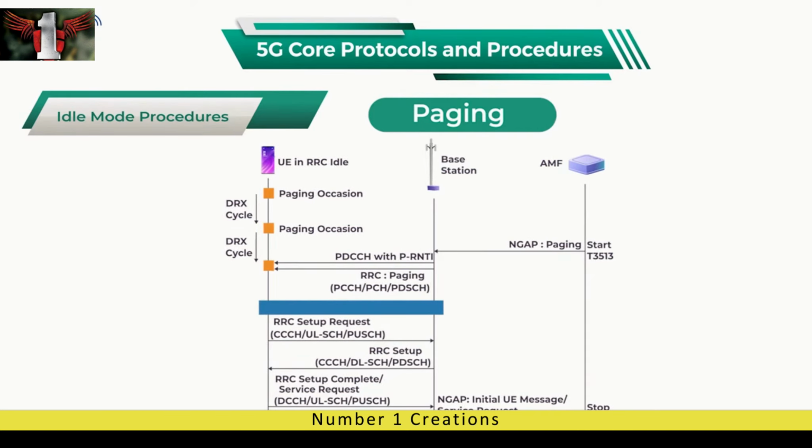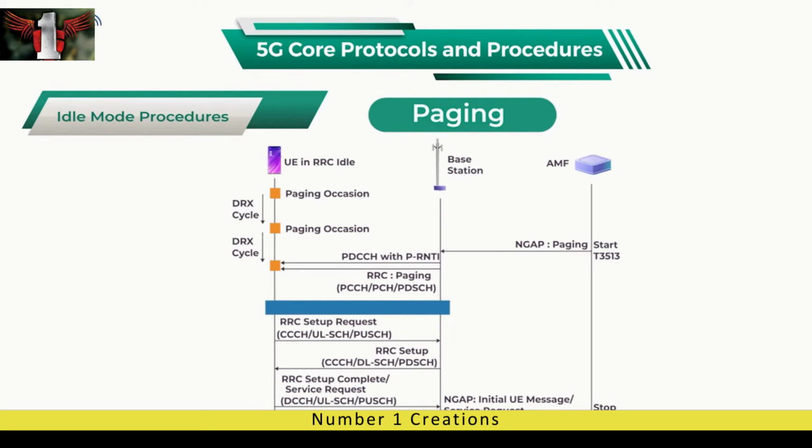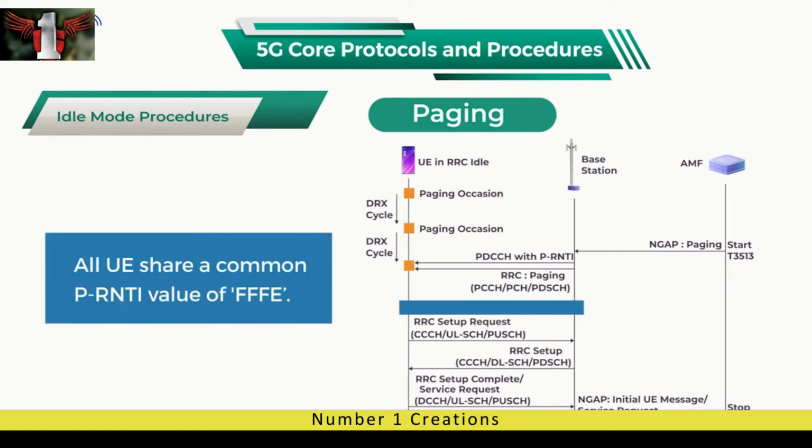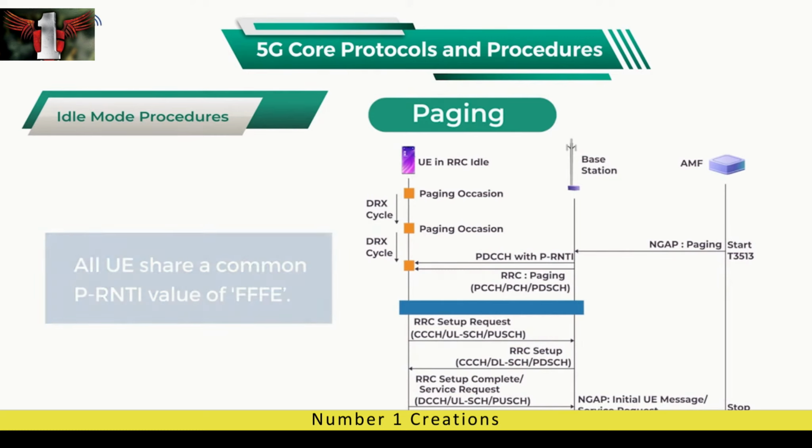The UE uses discontinuous reception, DRX, to help conserve UE battery life while in RRC idle, that is, the UE receiver enters a sleep mode between periodic paging occasions. At each paging occasion, the UE scans for a PDCCH transmission which has its CRC scrambled by the P-RNTI. All UE share a common P-RNTI value of FFFE.